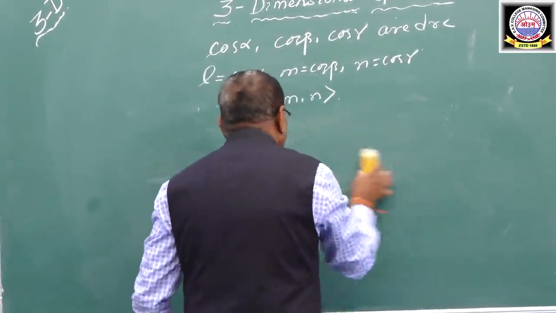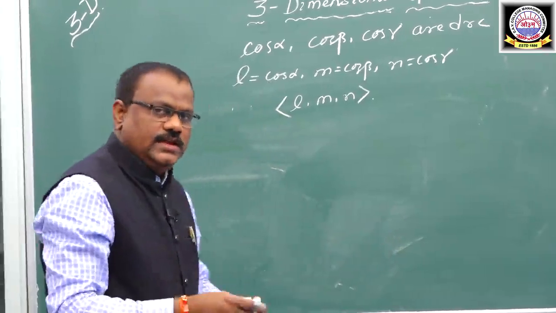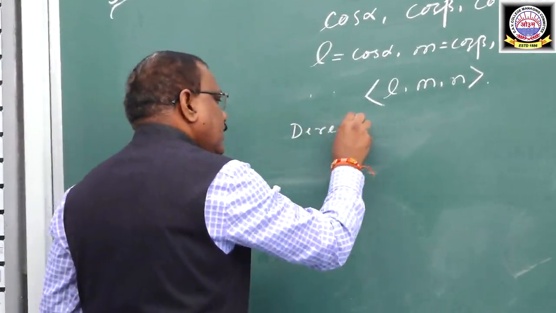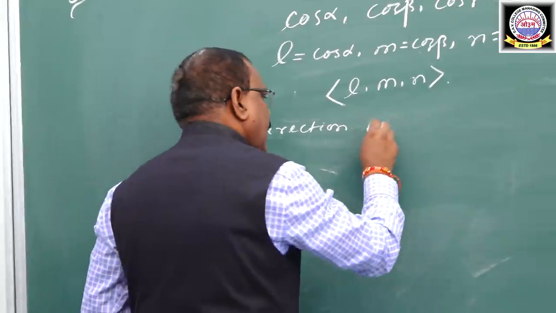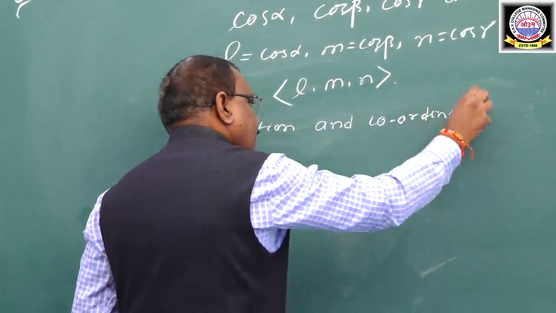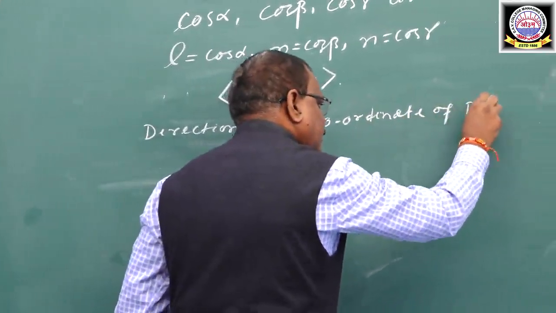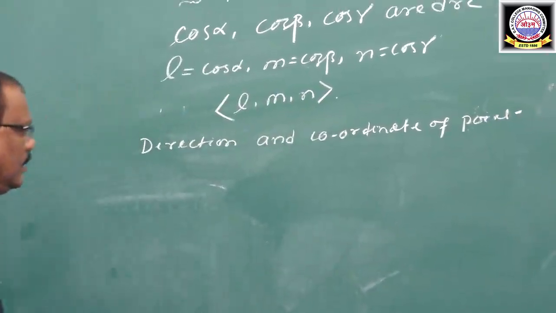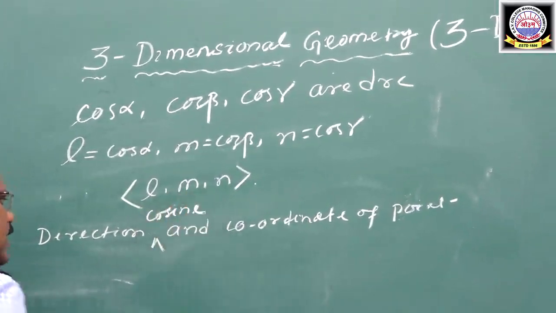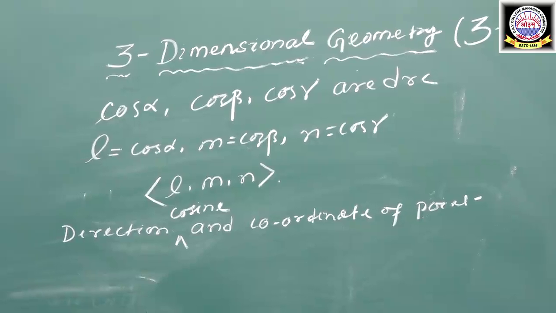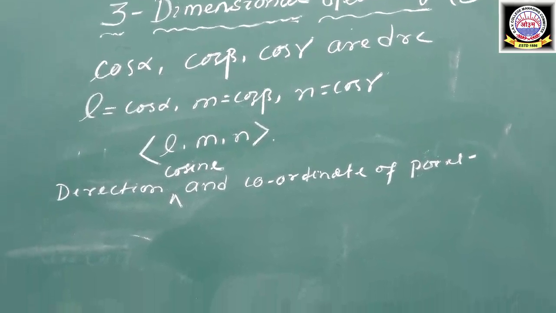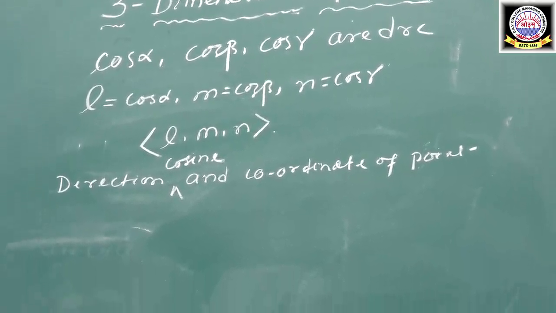So now you see how the direction cosine is related to the coordinate of a point. I am writing here: direction cosine and the coordinate of a point in space. So what is the heading? The direction cosine and the coordinate of a point in space. That means we are going to establish a relation between L, M, N and the coordinate of a point.